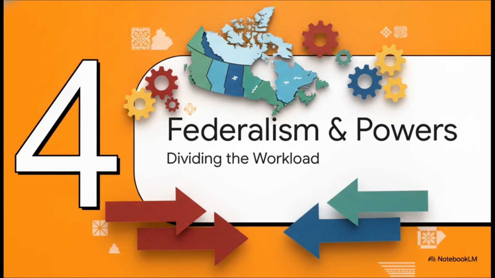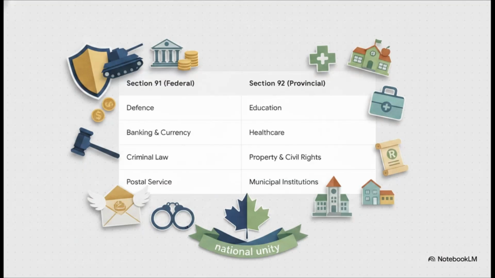Now for Section 4, Federalism and Divided Powers, or as I like to call it, distributing the workload. What's really fascinating here is how the Constitution Act of 1867 literally split up the national chores. Section 91 grants the federal government power over broad national interests. We're talking defense, banking, criminal law, and the postal service.